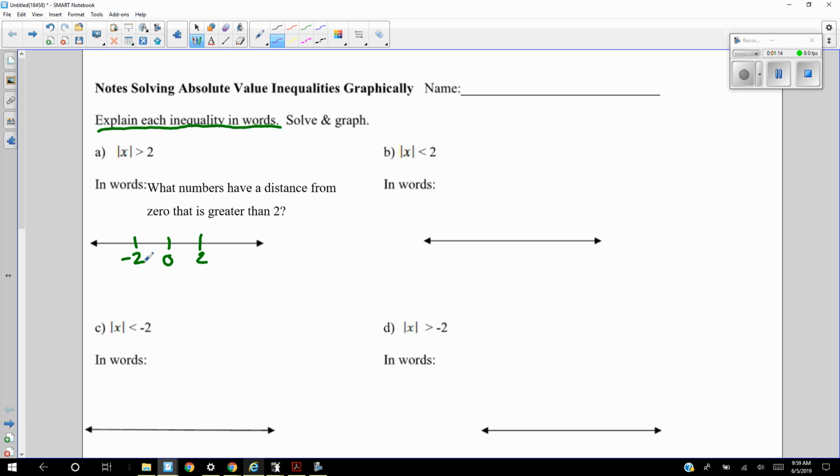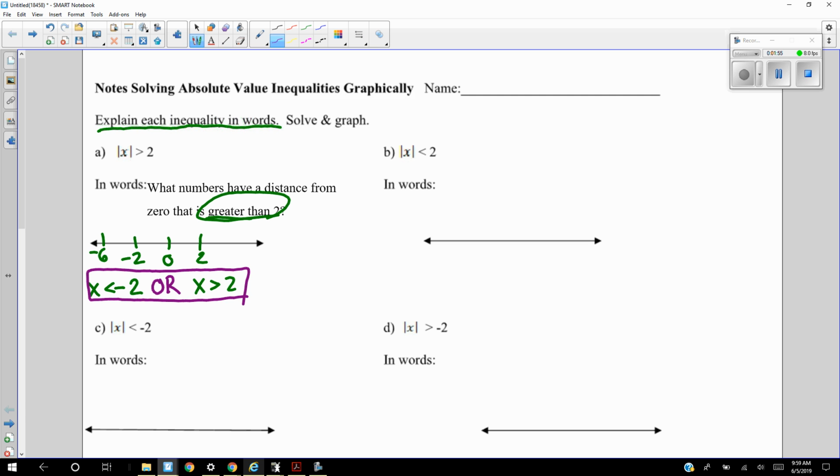So every number that is greater than 2, so that includes numbers like 3, 4, 5, so on and so forth, is going to have a distance that's greater than 2. And then also the numbers that are less than negative 2. So like -6, just picking a random number that's less than negative 2, that has a distance that is greater than 2 from 0. And then the way we write our answers, we're actually going to put the word or, so the numbers greater than 2 or less than negative 2 are solutions in these cases.